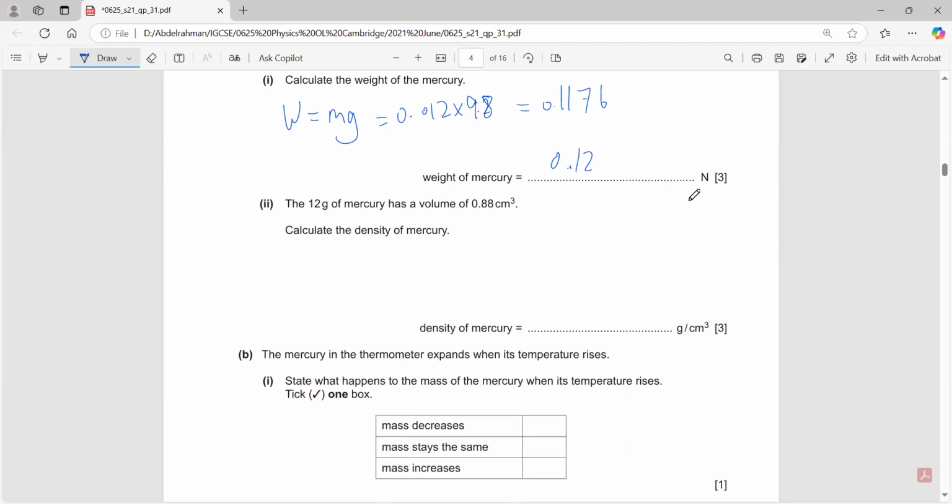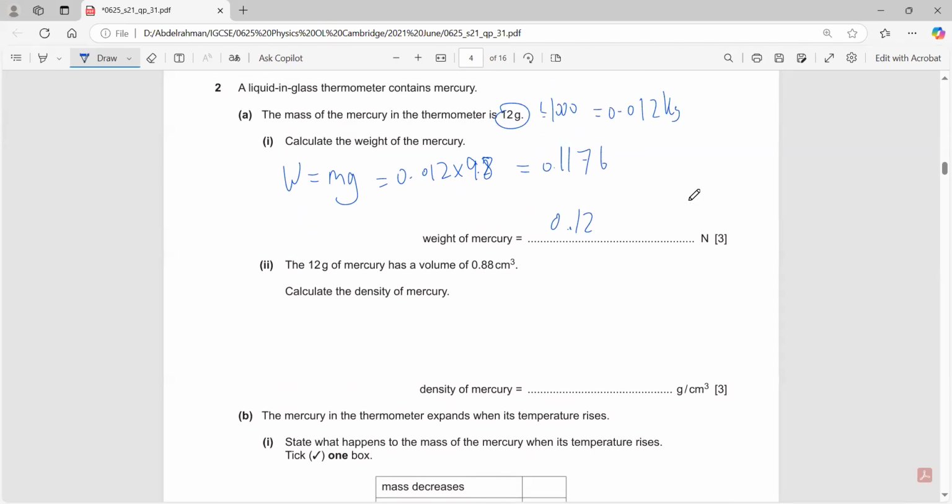Can I find the density of mercury? Yes, I can. Density equals mass over volume. 12 over 0.88. 12 divided by 0.88 is 136.3, that would be enough. 136 grams per centimeter cubed.